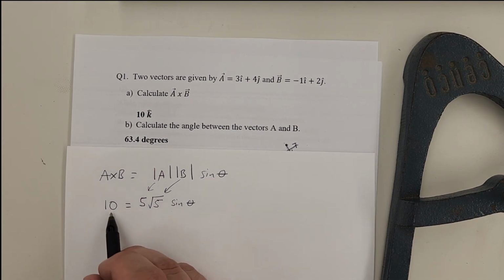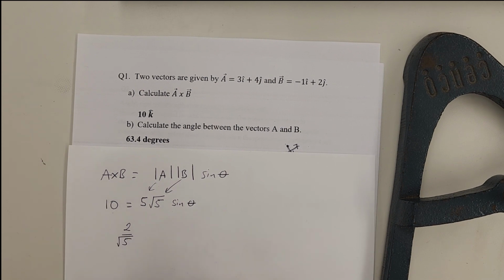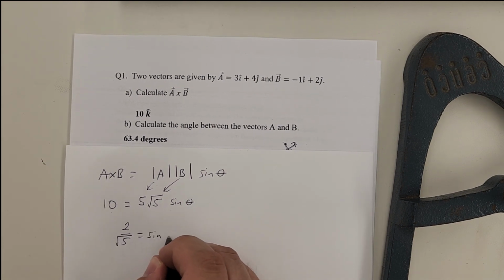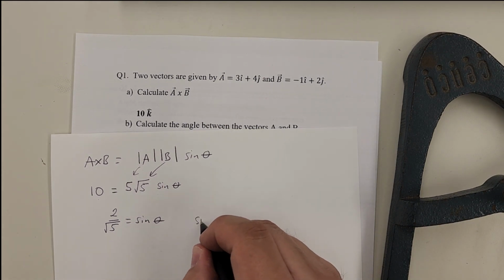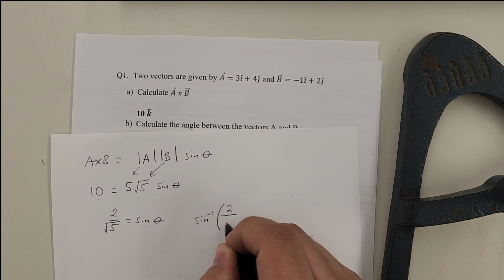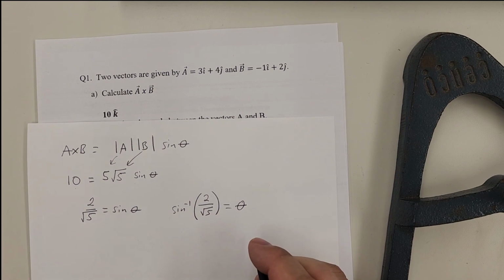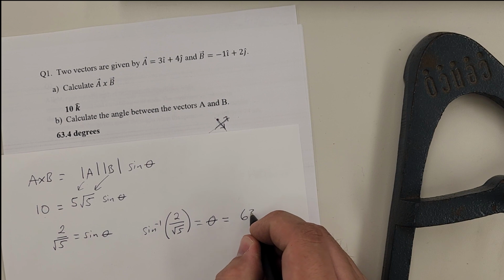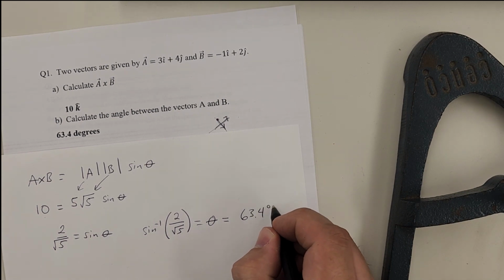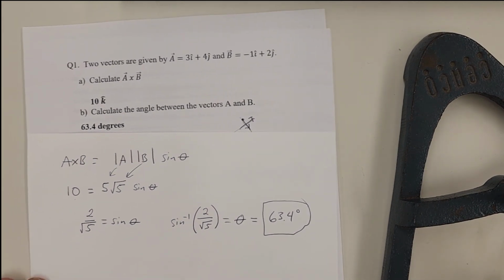So if I divide both sides by 5, this will knock it down to 2. And then if I divide it by root 5, I will have 2 over square root 5 is equal to sine theta. To get theta by itself, take an inverse sine. Inverse sine of 2 over root 5 would be equal to theta. And if we do that calculation out, we get the answer that we would expect, where theta is equal to 63. It has to be rounded, but 63.4 degrees. So that's how we get the answers for question 1.